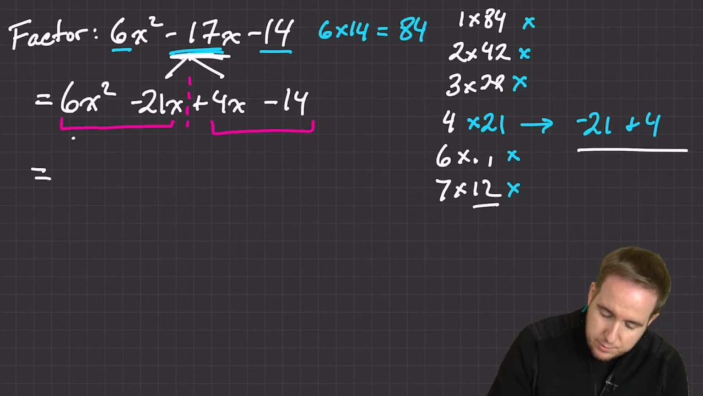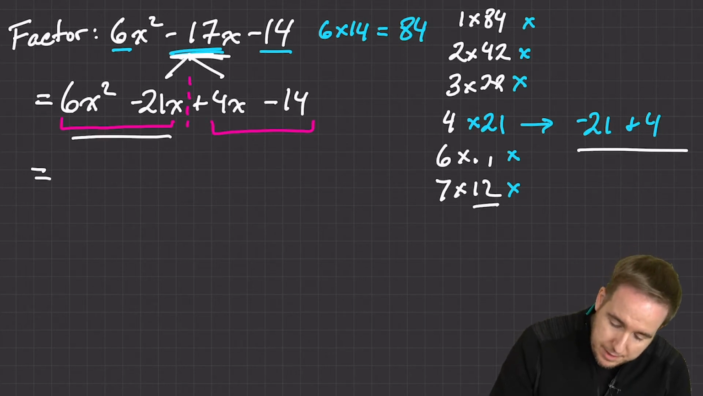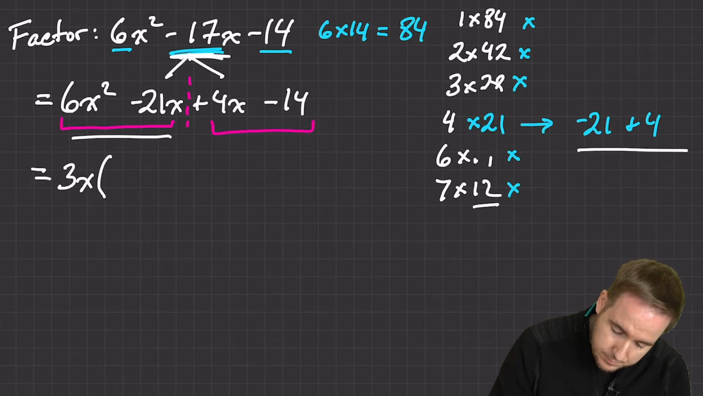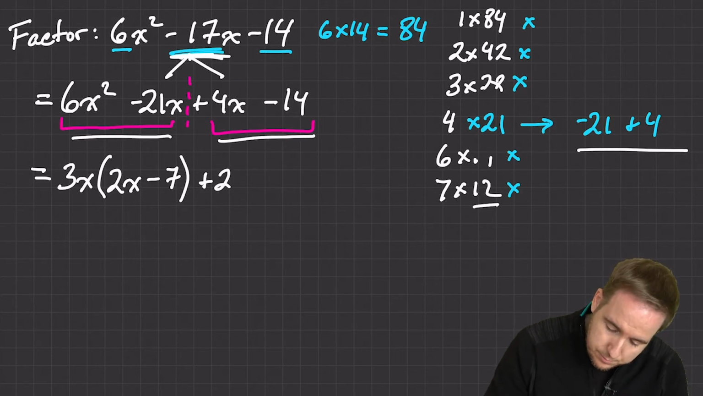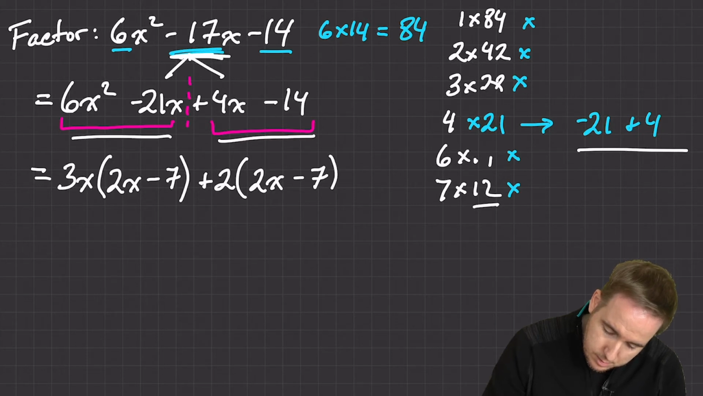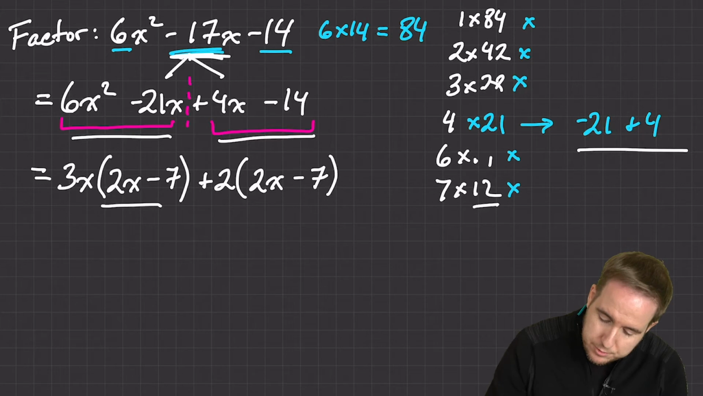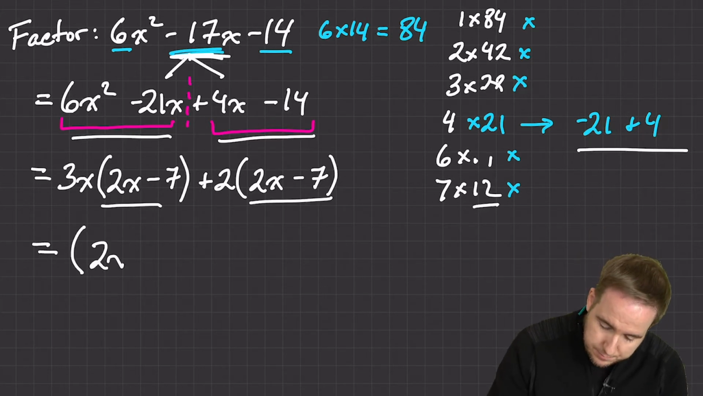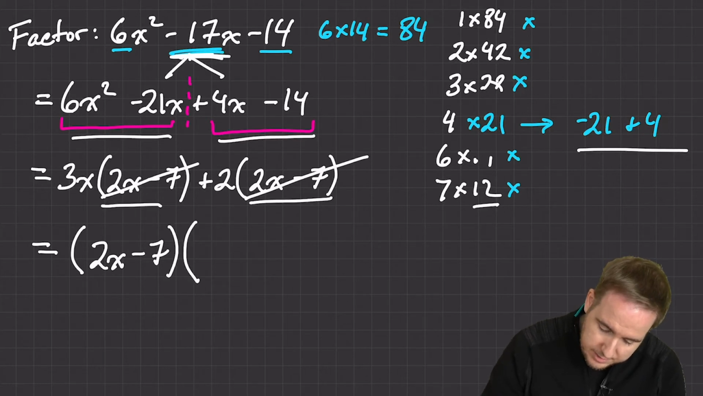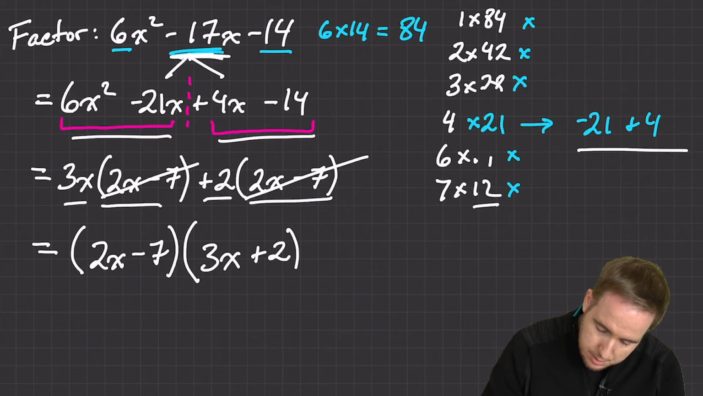If I look at just the first half, both of these are divisible by 3 and x. 2x minus 7. And both of these are divisible by 2. That created me a situation where both terms end with the same bracket, which I can yank out to the front. And once that has been taken care of, inside the bracket, I'm left with 3x plus 2.